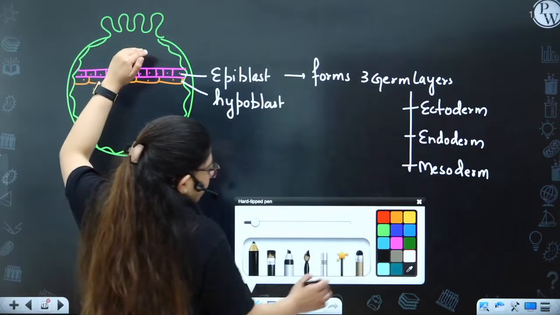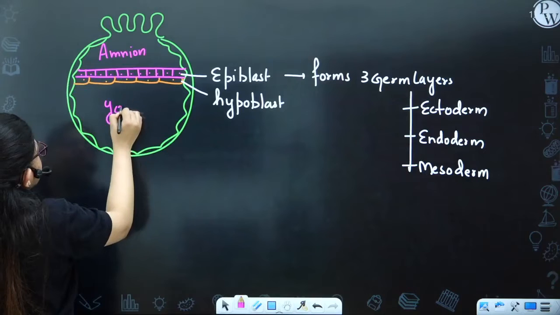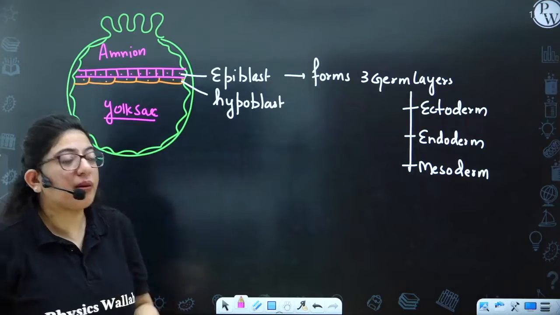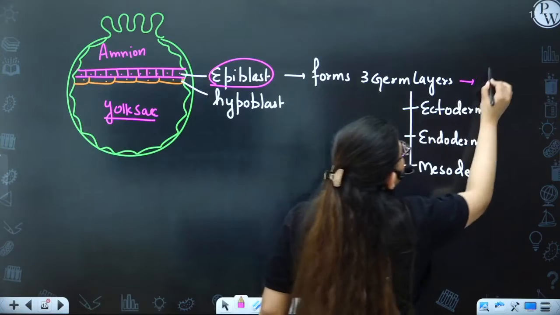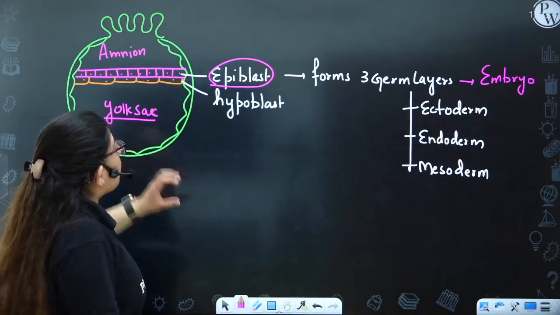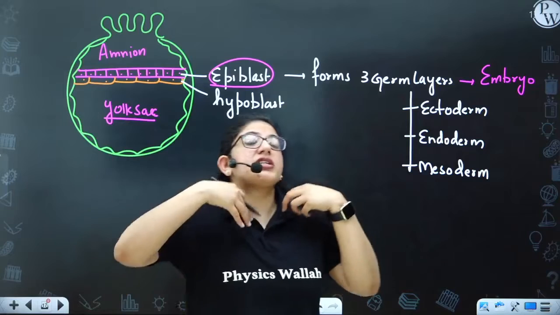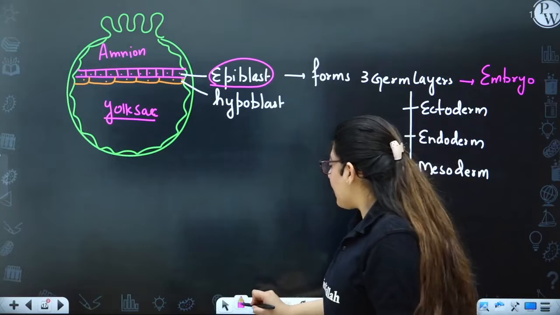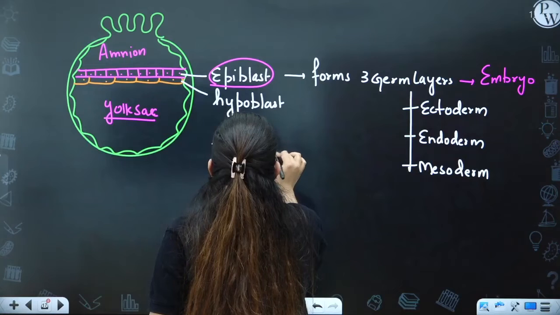Whereas the upper cavity will lead to the formation of amnion, and the lower one will form yolk sac. Now, what are these? These are extraembryonic membranes. As I've told you, epiblast will form the entire embryo. Whatever is extra to the embryo, which is not a part of the embryo but is present around the embryo, you call it extraembryonic membranes. So, what are these? These are extraembryonic membranes.